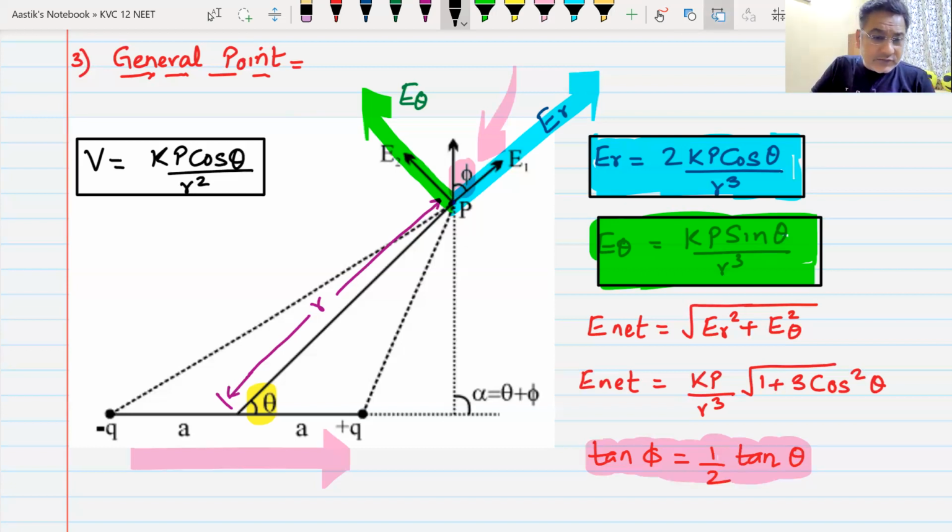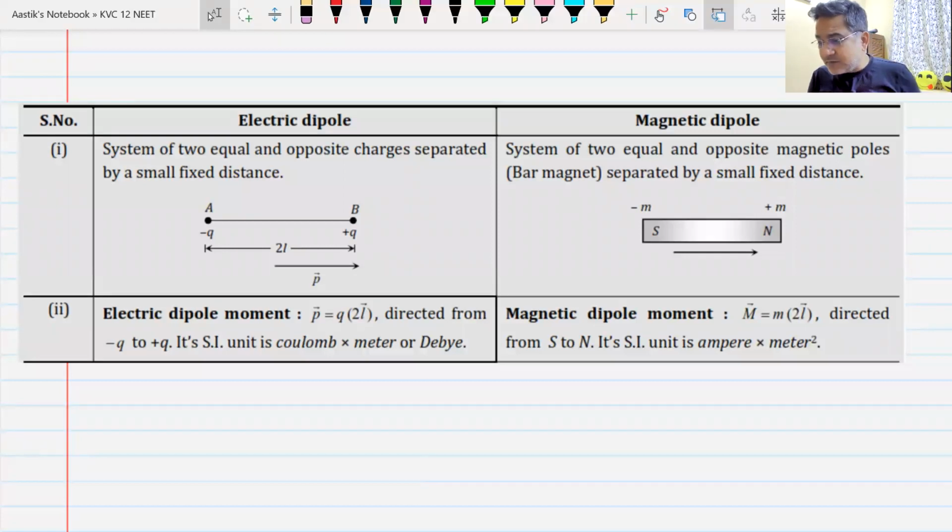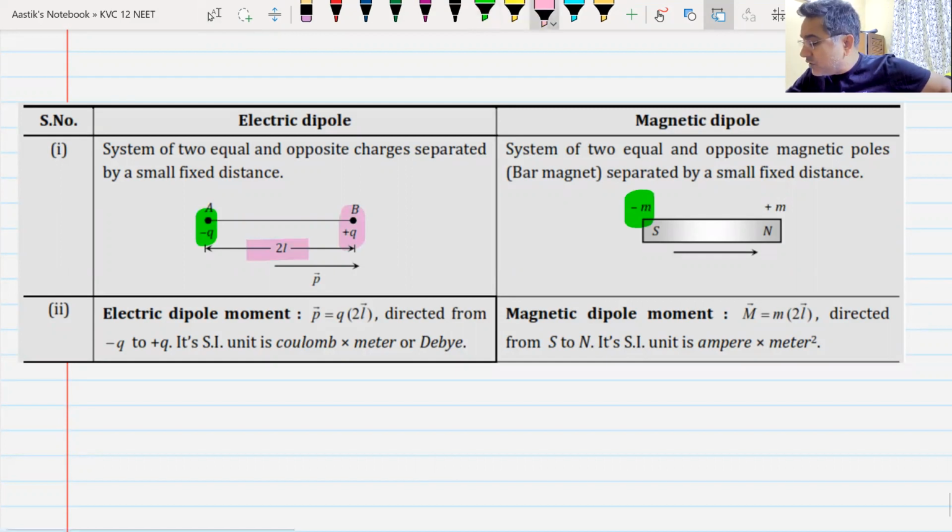So now you can note down both the formulas together. On the left hand side, you have the formula for electric dipole. Electric dipole has a negative charge minus q and a positive charge plus q separated by a distance of 2L. For a bar magnet, the south pole is known as the negative pole. The north pole is known as the positive pole. It also has a dipole moment. For electric dipole, it is known as electric dipole moment written by the letter P. Here it is known as magnetic dipole moment written by the letter M, M vector.